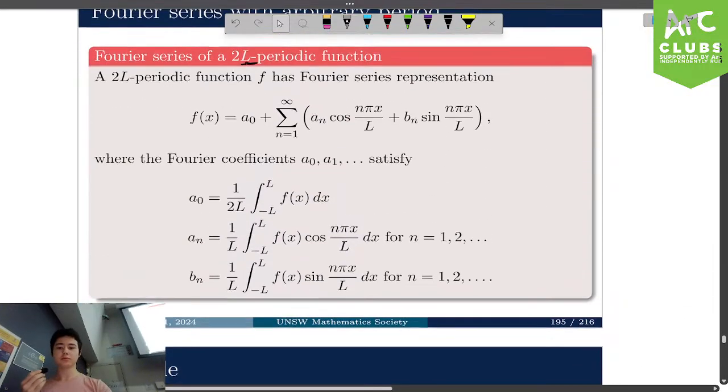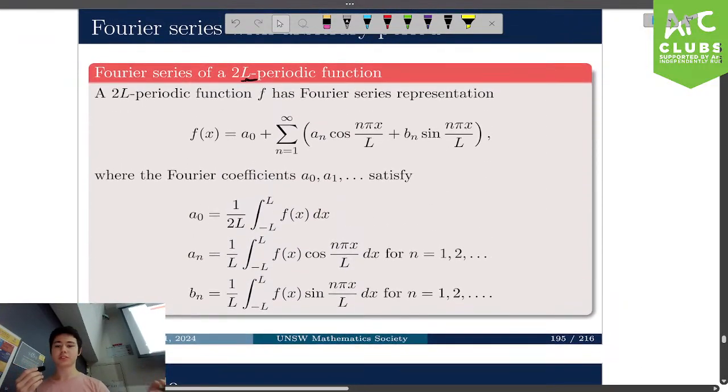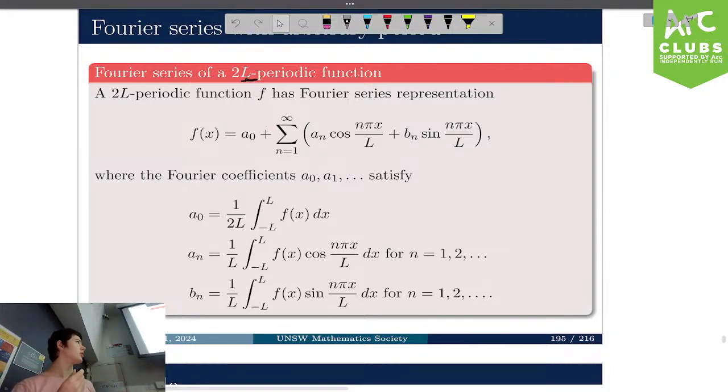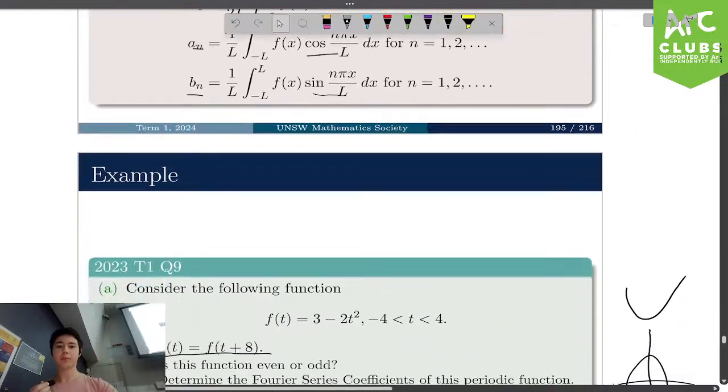Coefficients, once again, we just head over to our formula sheet. Actually, no, we don't really need a formula sheet for this, right? We can recognize that a0 is just like the average value of our function over the period. An is like, tack a cosine on that to find the coefficient of the cosine. And then bn similar for your sine. Okay? Same.